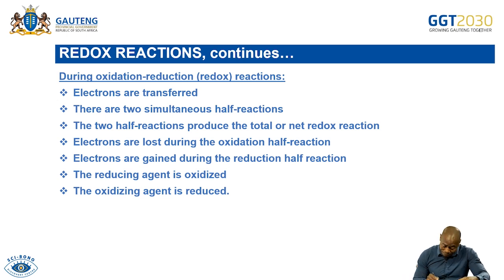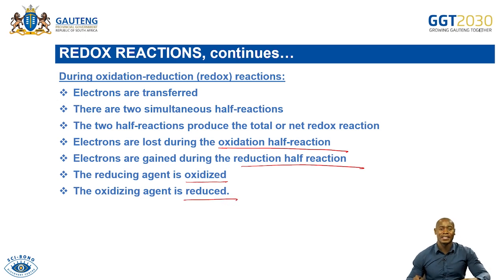So you can see here, oxidation half reaction, that is the reaction where electrons are what? Are lost. Reduction half reaction, that is the reaction where electrons are what? Are gained. How are we going to tell that the electrons are gained? There will be a decrease in oxidation number. How are we going to tell that electrons are lost? There will be an increase in oxidation number.